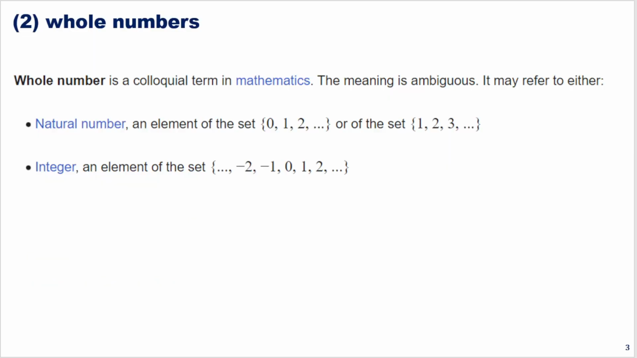And there are some other trivial concepts about numbers. First of all, whole numbers. Probably in some textbook, you see the concept of whole numbers, but whole numbers is actually a colloquial term in mathematics. The meaning is ambiguous. It might refer to either natural number or integer. You need to determine its concept with the help of the context, okay? So whole number is not a very strict mathematical concept.